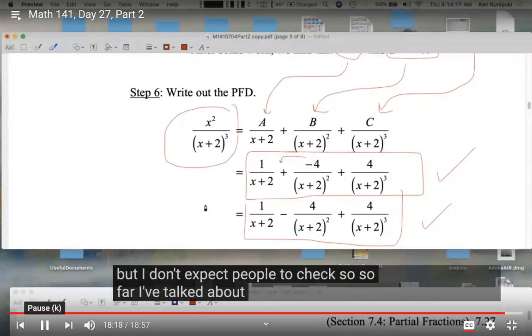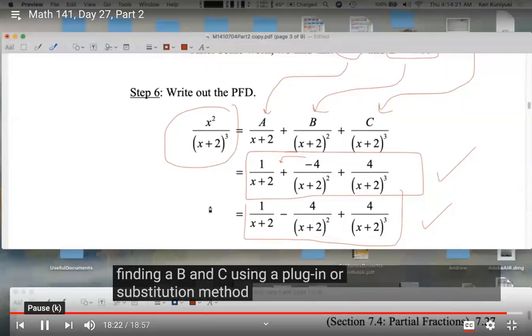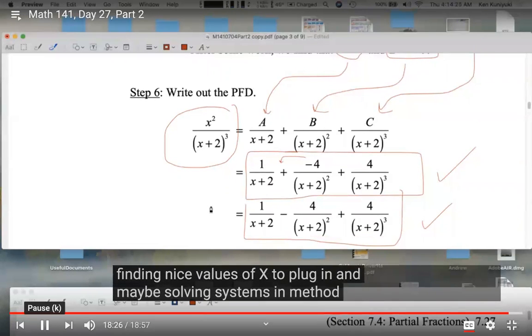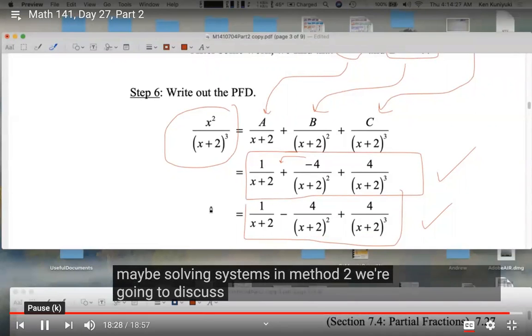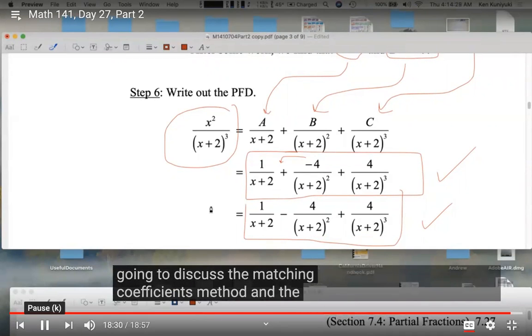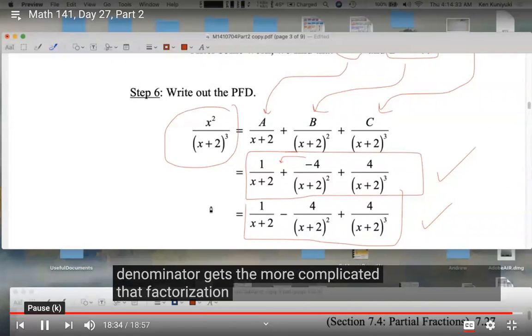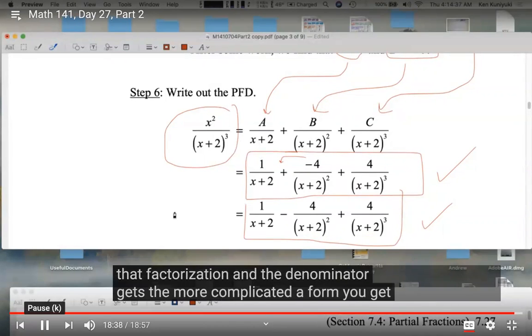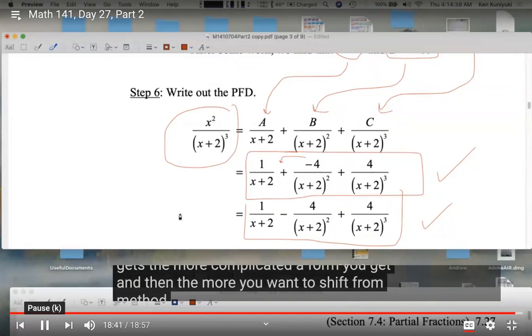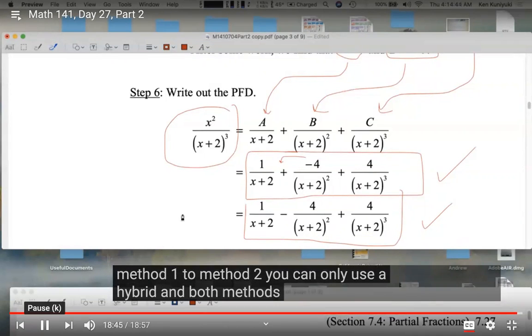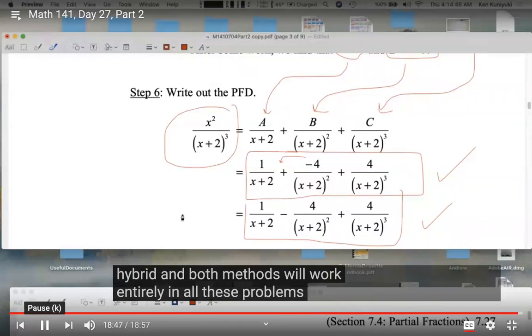So far, I've talked about method 1 for finding A, B, and C using a plug-in or substitution method, finding nice values of x to plug in, and maybe solving systems. In method 2, we're going to discuss the matching coefficients method. And the harder that denominator gets, the more complicated that factorization in the denominator gets, the more complicated a form you get, and then the more you want to shift from method 1 to method 2. You can always use a hybrid, and both methods will work entirely in all these problems.